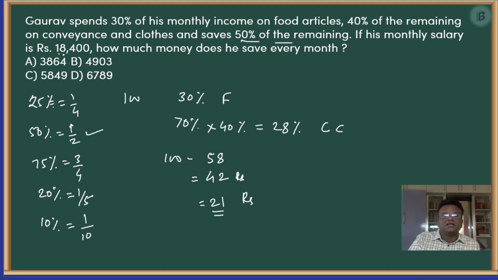Now his salary is 18,400. So 21% is saving. So now we have to find 21% of 18,400.